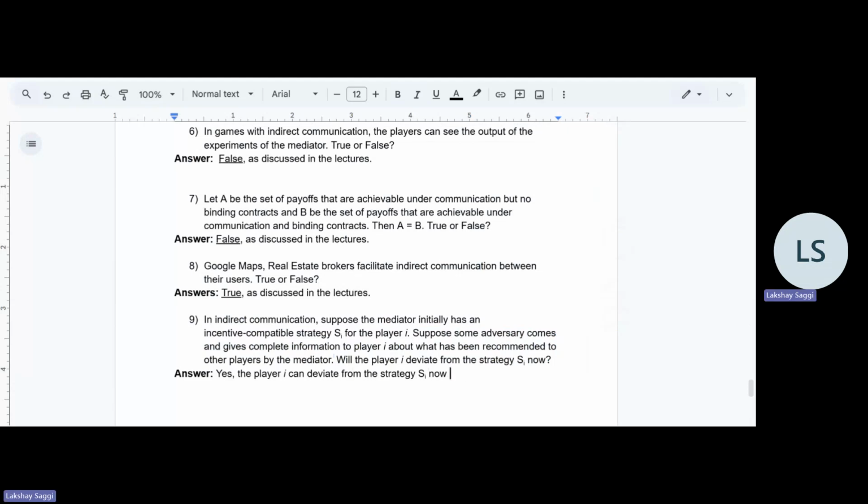Now, as he has more information, he'll try to optimize his utility further. So the player will try to optimize his utility further after knowing what has been recommended.